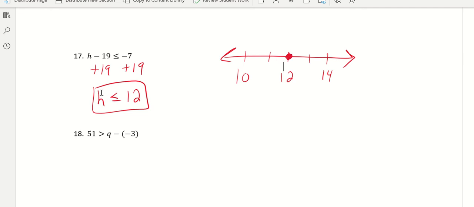Do I shade left or right? Our variable's on the left side, which is nice. We don't have to rearrange this. But do I shade left or right? h is less than or equal to 12, so I have to shade left. Okay. Interval notation, start with the comma. If we're shading left, the low end is negative infinity. Infinity always gets a parenthesis. And the high end, how far to the right does this go? It goes to 12. And 12 gets a bracket. There you go. So there's your interval notation and your graph.